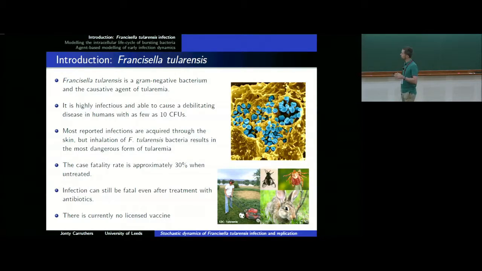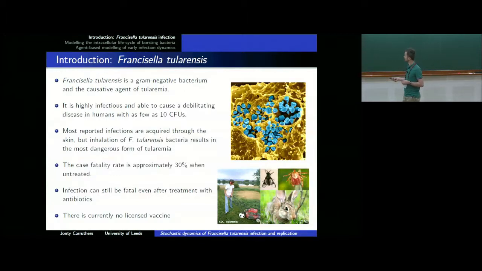Most reported infections are acquired through the skin, say like a tick bite. There may be an infected hare or rabbit, and then the tick would pass that on from the hare to the human. But actually, this form of tularemia isn't that severe, and it's generally treatable with antibiotics, so it's not too much of a worry. The most dangerous kind of tularemia is when you inhale the bacteria.